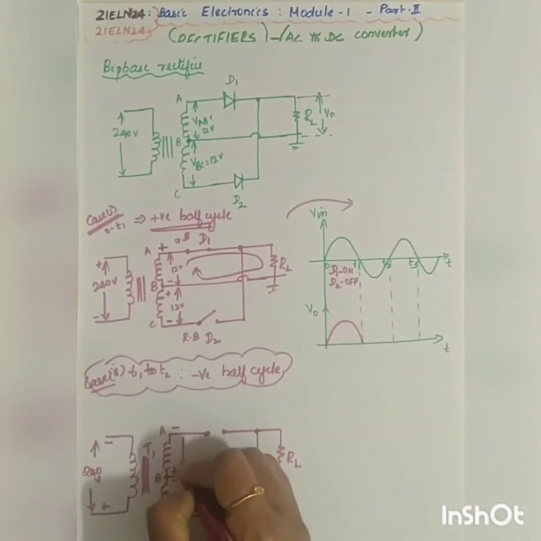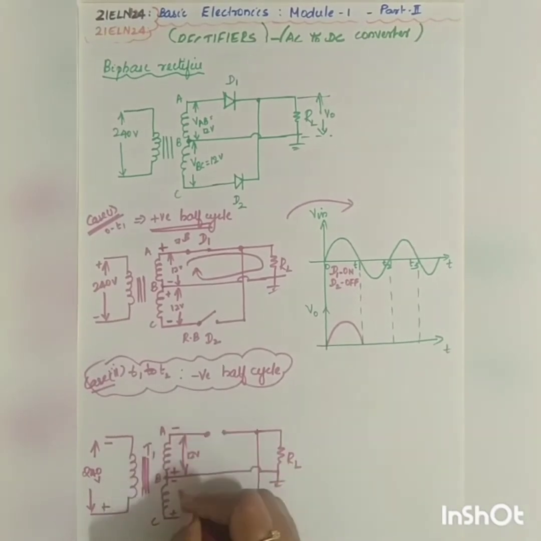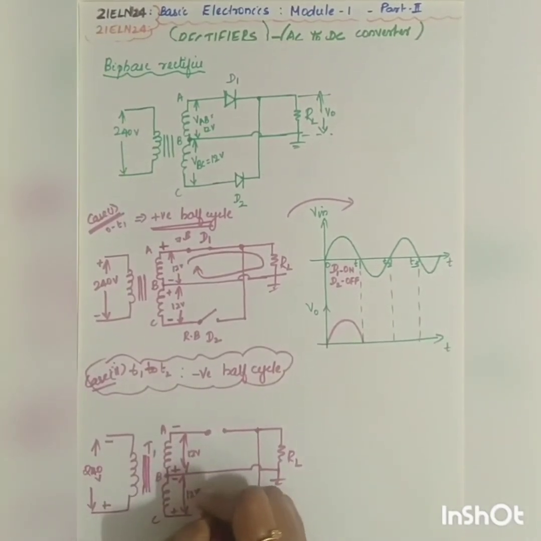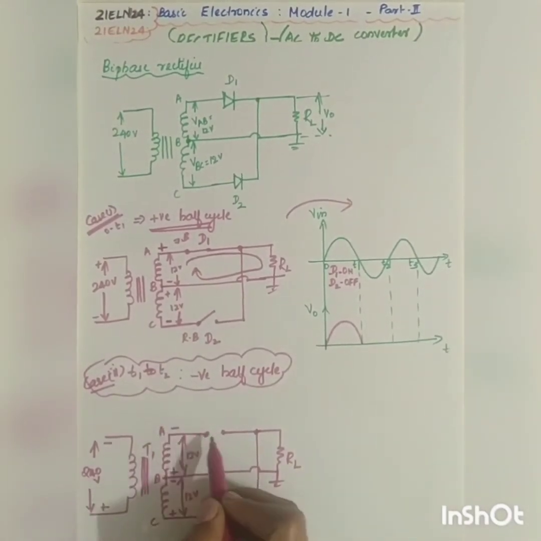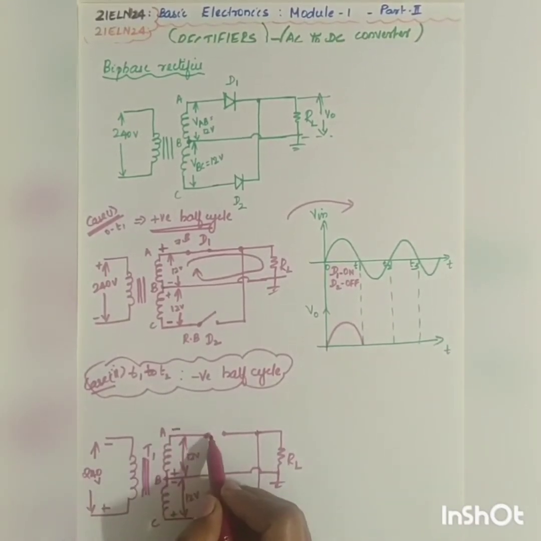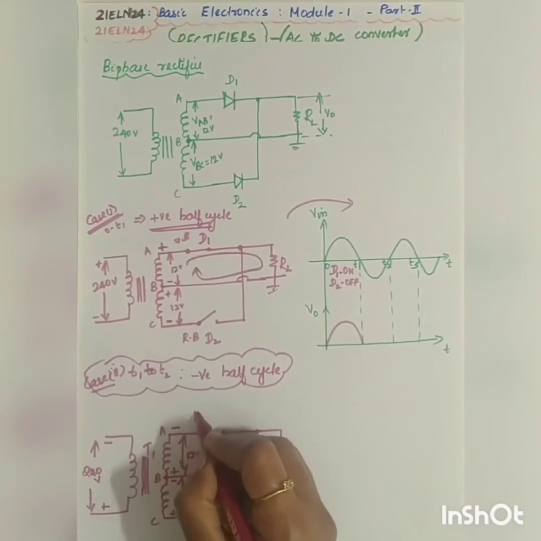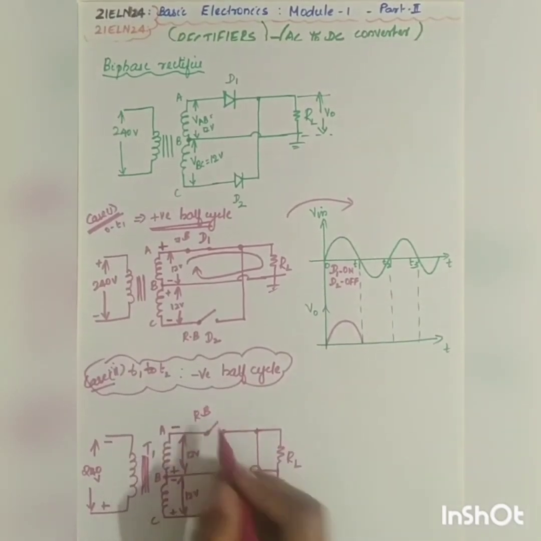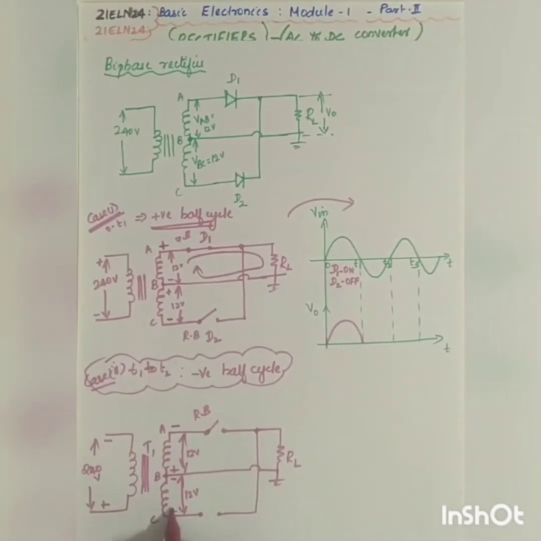Okay. So here it is 12 volt. Here it is again 12 volt. Okay. Now, during the negative half cycle, which diode conducts? Here it is negative. So the diode D1 will be reverse biased in this case, right? So it will act as an open switch. Whereas here it is positive. So positive, positive, it will be forward bias. So it will act as a closed switch.